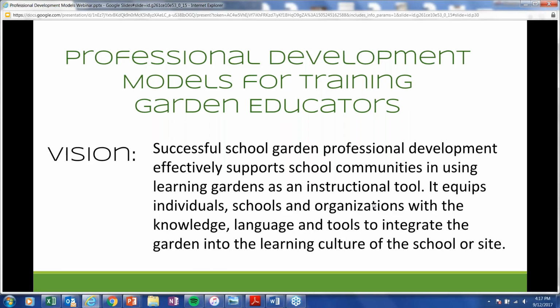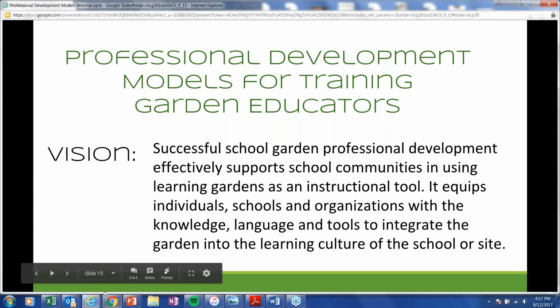And so many of us across the country are this network, this web, who use all these different methods, and hopefully we're successfully finding ways to truly integrate our gardens into the learning culture of the schools.